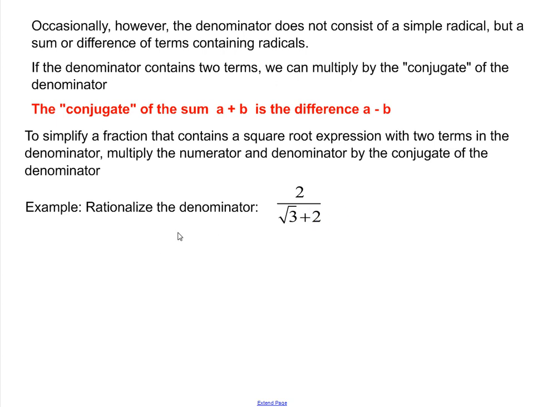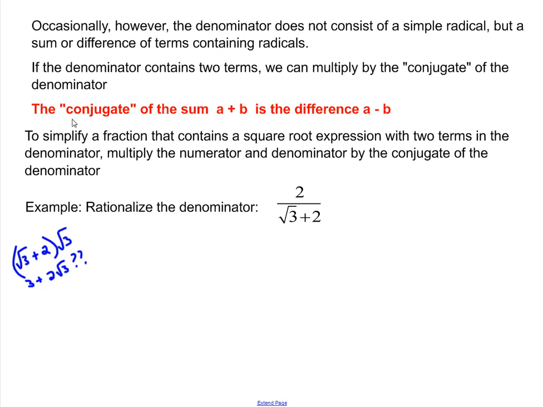The problem that we have is, how do we get rid of that radical? If we just multiply through by the square root of 3, we're not getting rid of anything, right? If you think about it, square root of 3 plus 2 times the square root of 3 ends up giving us another term with square root of 3 in it, right? That's no good. So what we have to do is use something called a conjugate.